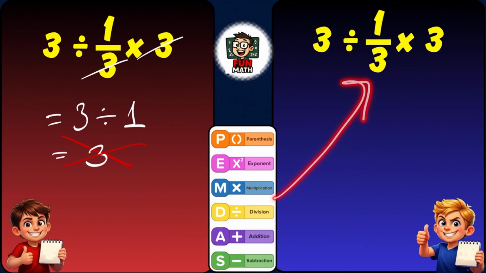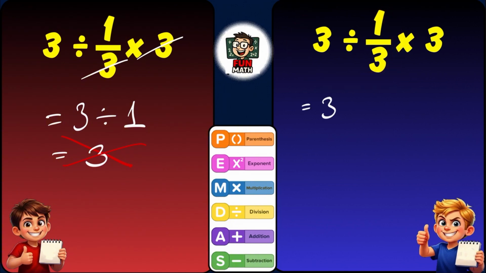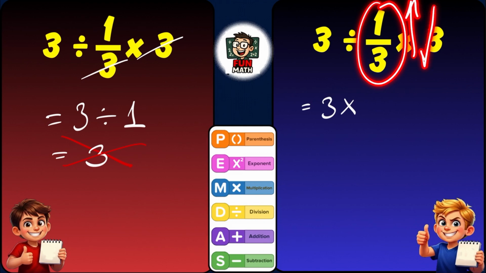Now, let's solve it again following the rule. First, we do the division. We write 3. Then we change the division operation to multiplication. We invert the fraction.